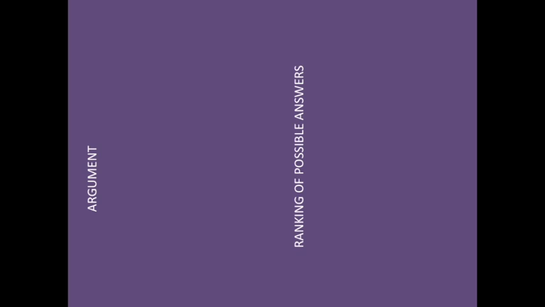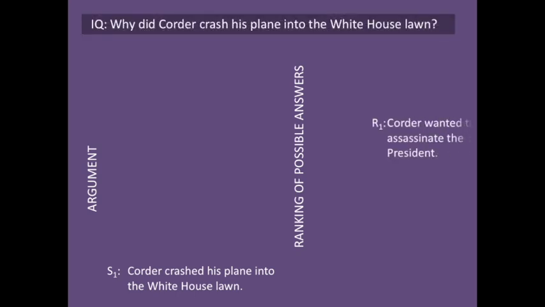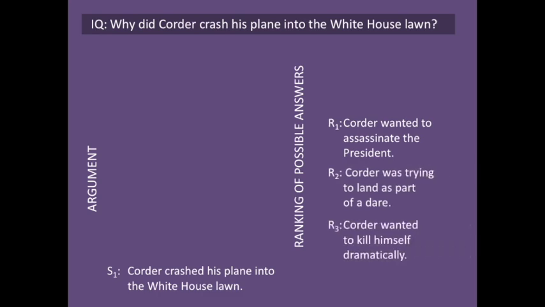Well, it all started with this particular event. Frank Corder crashed his plane into the White House lawn. Prior to that, there was no argument, there was no mystery, no questions. Nobody in the Secret Service was wondering about Frank Corder. But once that event happened, notice that prompted a question. Why did Corder crash his plane into the White House lawn? Suddenly, that question comes up. And with that question comes a range of possible answers.